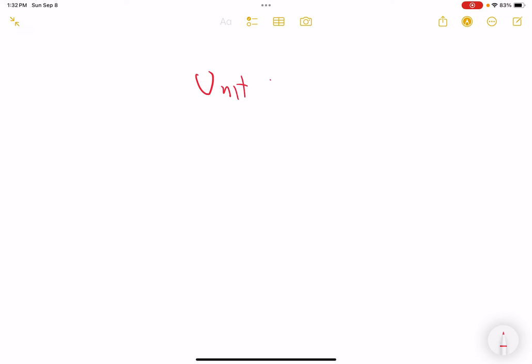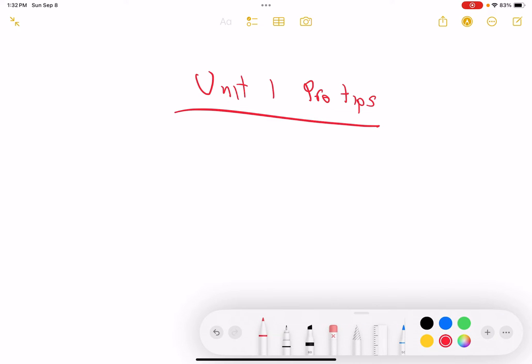Unit 1, pro tips. We're going to go with some pro tips for this unit, right? Because there's been a lot of content that we've gone through this unit, and I just want to give you guys some tips and tricks that you can go back over. This is everything you will have gone over with me in class on the day of the review, but some things to keep in mind.